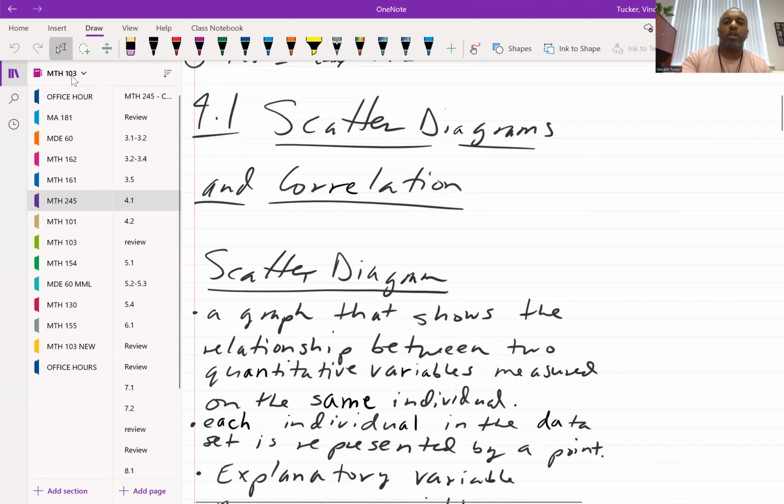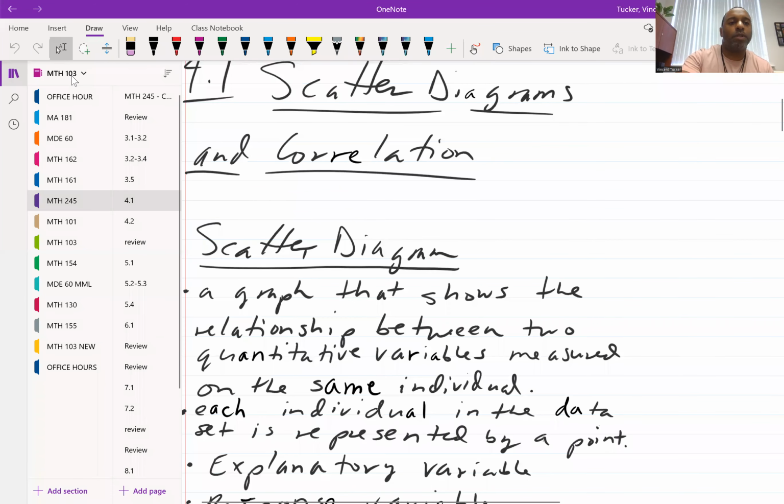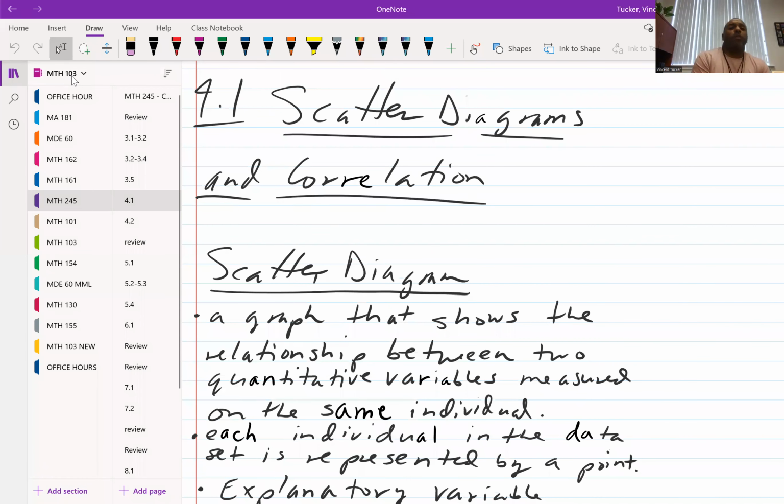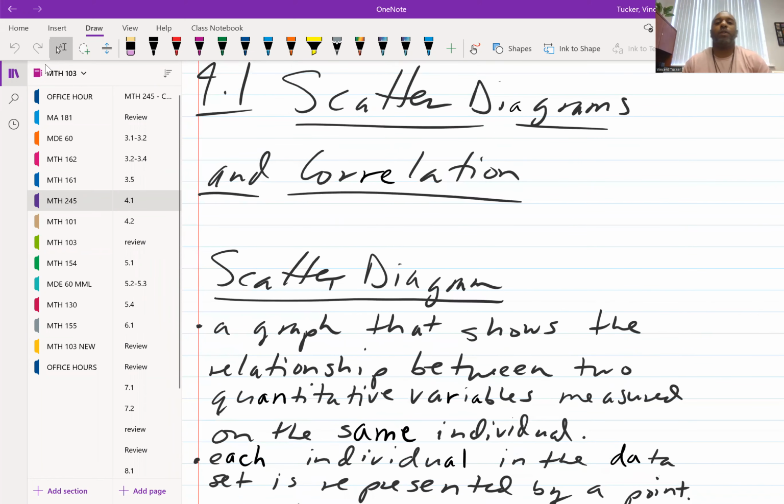So let's start with 4.1. We're going to do 4.1 today. We're starting with scatter diagrams and correlation. For the few that just came in, all we're going to do as far as new content is this one section. Then I'll see if you guys have any questions on any previous sections, and then we'll call it a day. A scatter diagram is a graph that shows the relationship between two quantitative variables measured on the same individual. When we put numbers on this, everything will come together.